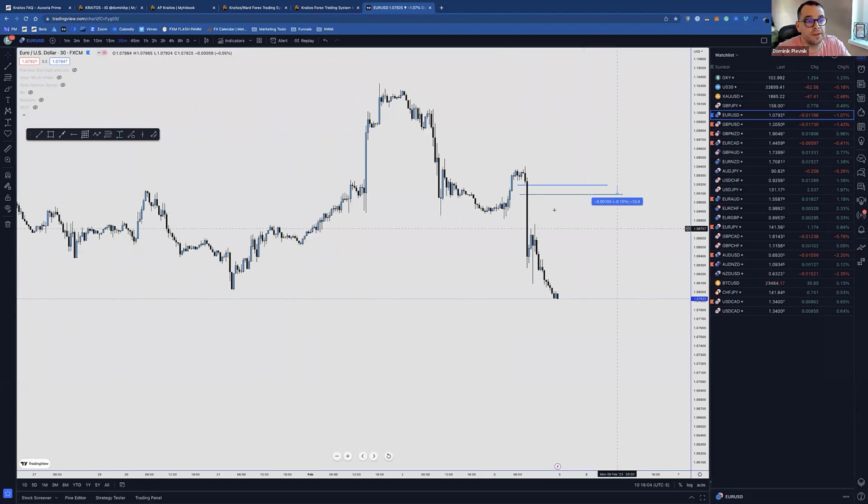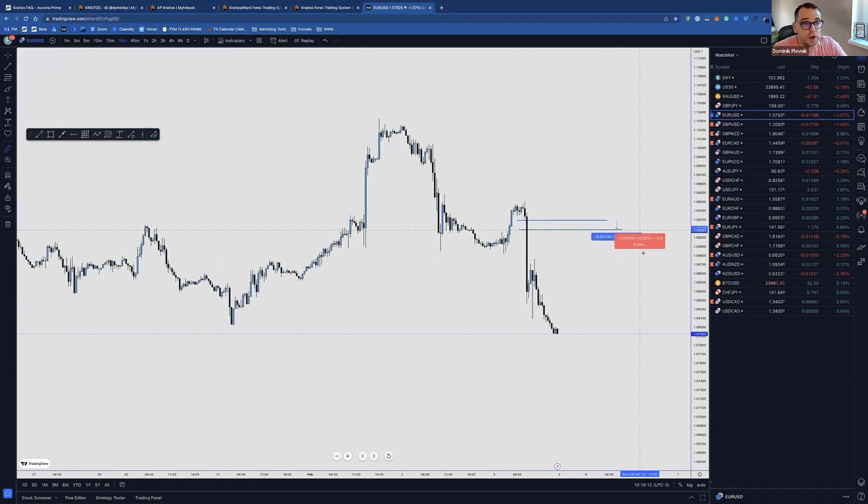We have a 10 pip take profit, we would get out here. What I mean is that we miss out on a lot of profit. You can see here that the market went down like 120 pips. So what does that mean for us? Instead of taking 10 pips, maybe we could take 60, 70, or 80 pips. That means our reward goes up 5 times, 6 times, 7 times, 8 times.